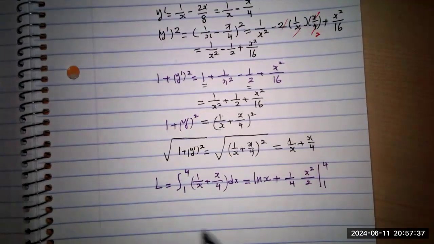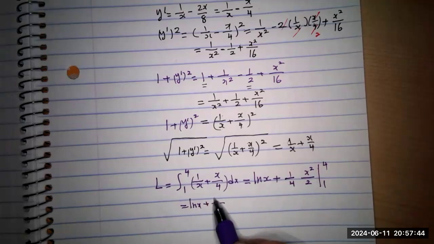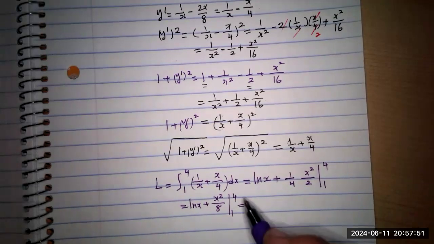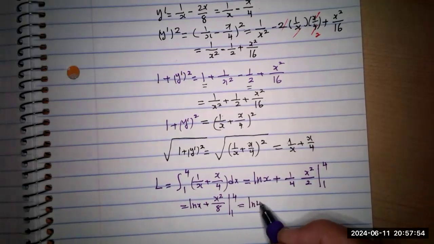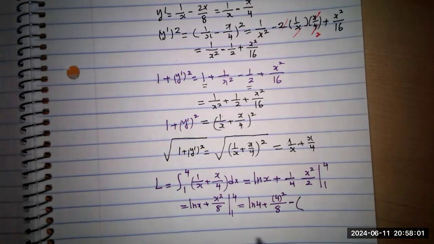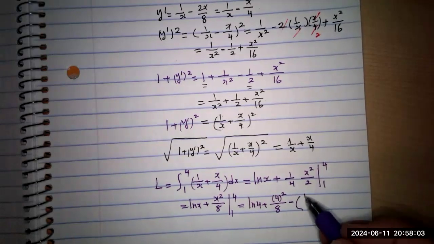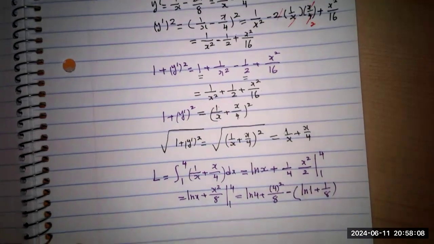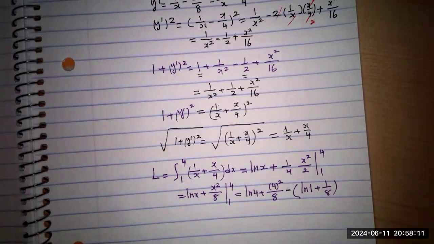Okay, simplify it and then evaluate it. So it's going to be ln x plus x squared divided by 8, evaluated from 1 to 4. Substitute. If you put in the 4, that gives ln 4 plus 4 squared divided by 8, minus, open up the parentheses, replace the x by 1, so that gives you ln 1 plus 1 over 8. Okay, that's it. Now ln 1 is 0.